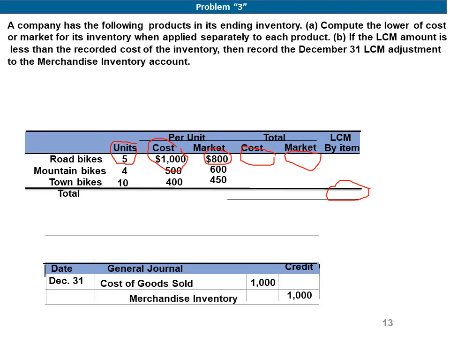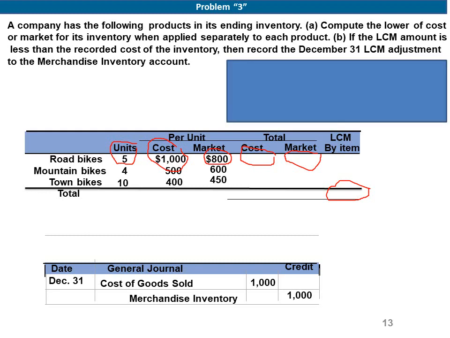And you're required to compute the lower of cost or market value for its inventory when we apply it separately to each product. That means we're going to analyze each product. So we're going to look at the table that we have here, row by row. So first, we need to calculate the cost of acquiring each road bike or each product.